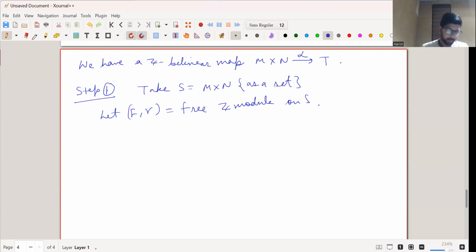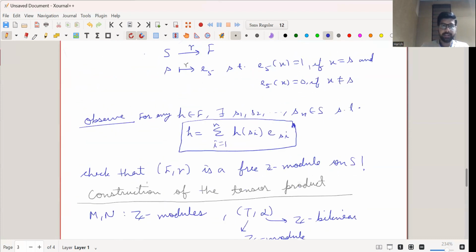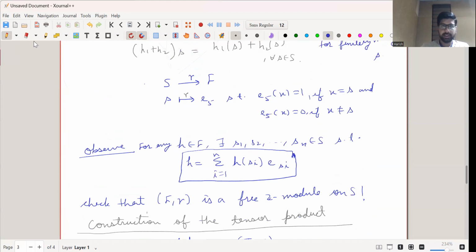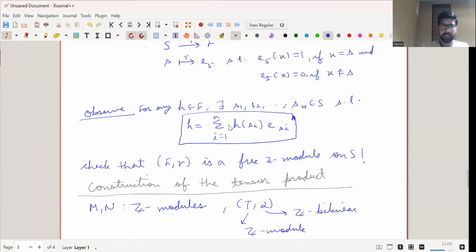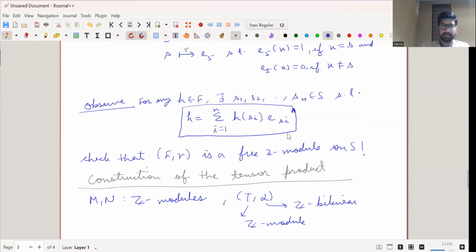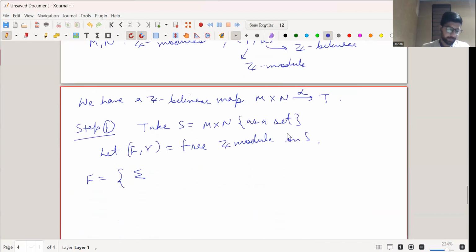Okay. So here F is what? F is the summation; any element of F can be written in this way: H of Si, E of Si, right? So H of Si's are elements of S and E of Si are maps. So in a similar way, you can write.